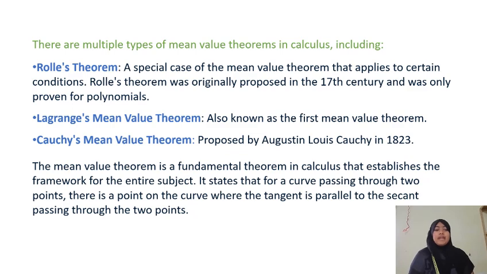Next, Lagrange's mean value theorem. It is also known as the first mean value theorem in calculus. Next is Cauchy's mean value theorem, proposed by Augustin Louis Cauchy in 1823. Overall, the mean value theorem is a fundamental theorem in calculus that establishes the framework for the entire subject. It states that for a curve passing through 2 points, there is a point on the curve where the tangent is parallel to the secant passing through the 2 points. So let us discuss all these theorems individually.